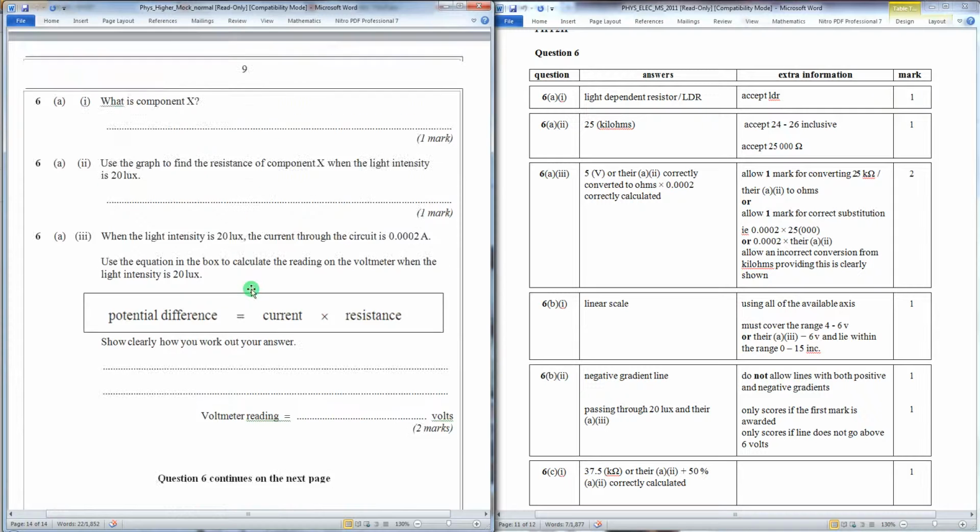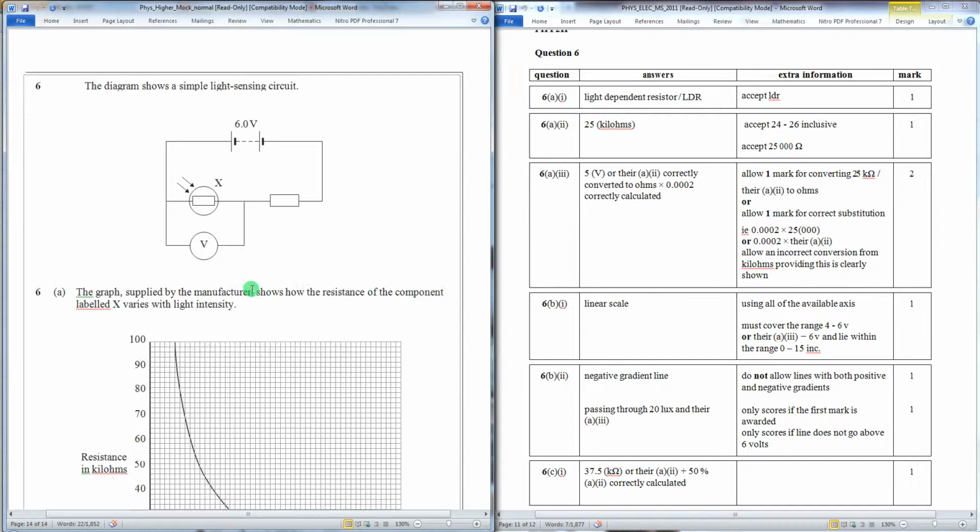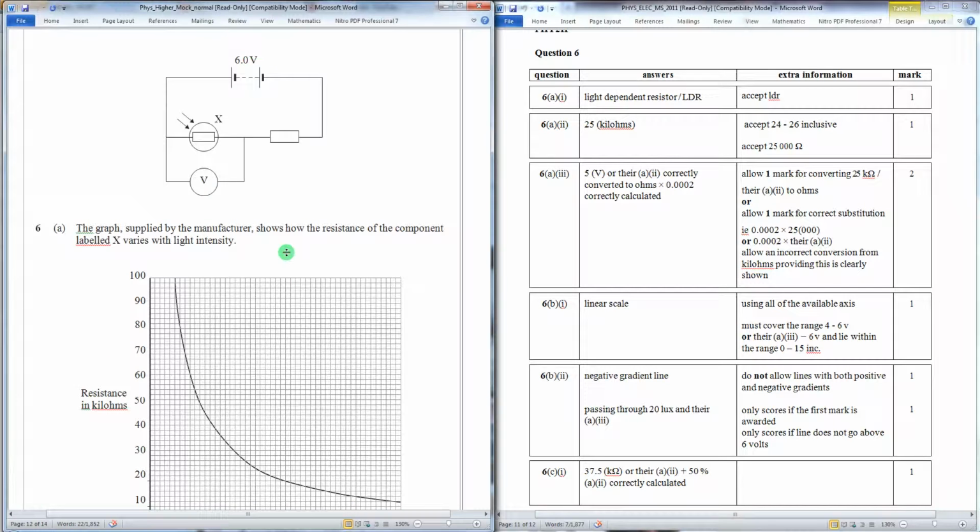We need to go back to the diagram and think about how the voltmeter reading is going to vary with light intensity. You need to remember that the bigger the resistance of a component is, the more voltage will drop across it in a series circuit. The current around this circuit is going to be the same all the way around because it's series, and that means that a larger voltage will drop across the higher resistance component.